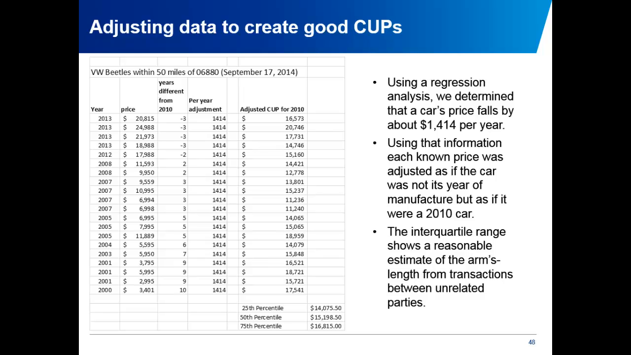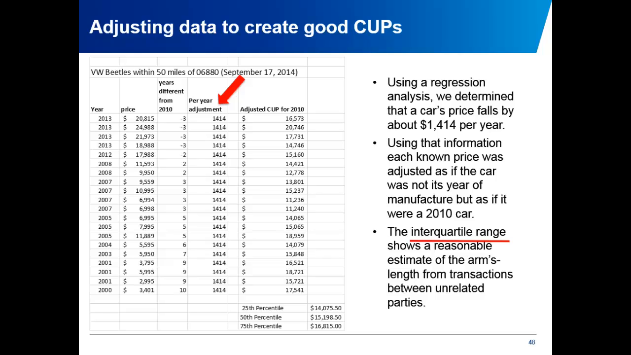So to read the top line, you see that a 2013 VW Beetle was being offered for sale for $20,815. But if we deduct from that 3 years times the adjustment per year of 1414, we find that the adjusted price, if you were trying to come up with a reference point for a 2010 car, would be $16,573. So it's that adjustment per year that we can use to really improve the reliability of the data we have observed.